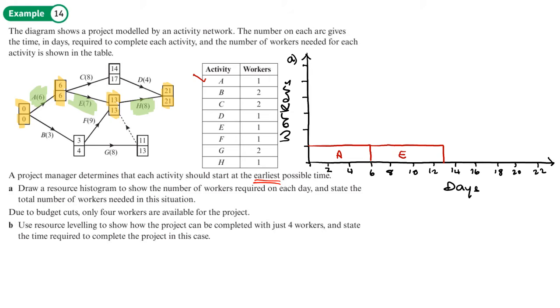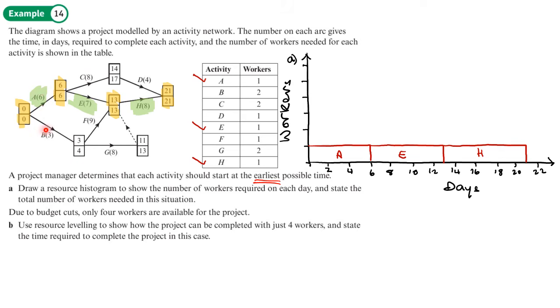So we'll tick that one off and then we'll go to activity H, which has a duration of 8 that finishes at 21, and H also requires 1 worker. So that's taken us right to the end of the project here and we'll put H and we'll tick that one off. Right, and then we start from the beginning again and work our way to the end.